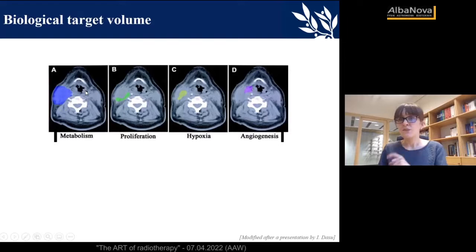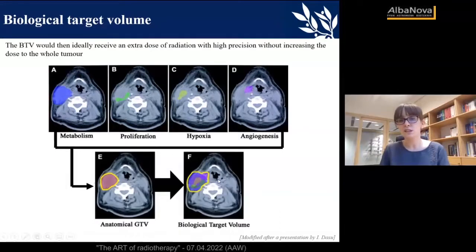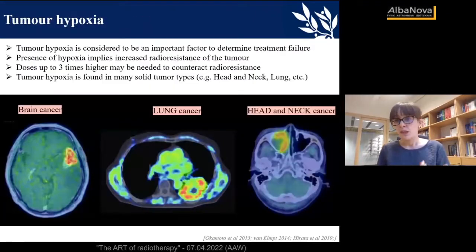So I mentioned that we can have different information from the biological viewpoint about the tumor, and we can indeed create what is called in the literature a biological target volume. So, regions within the tumor that would be in need of a boost and of an escalation of dose. Now, the concept of biological target volume is actually not new, it's more than 20 years old, but still the implementation of this concept has not reached clinical practice, since there are several aspects that still need to be understood better, and several questions that still need an answer.